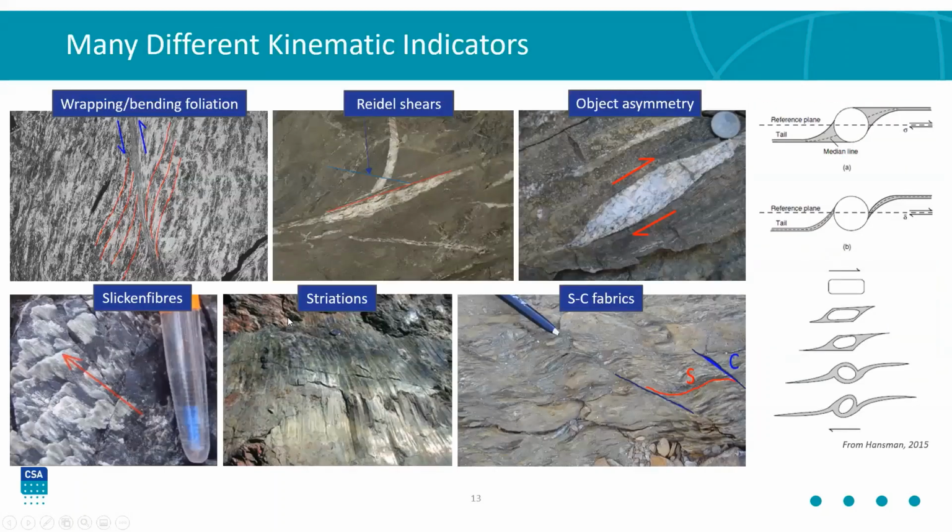That's just one kind, but there are many different kinds of kinematic indicators. You've got your ductile ones, like your bending foliation, object asymmetry, SC fabrics, through to your more brittle ones like Riedel shears, thickened fibers, and striations. Any good structural geology textbook should have all of these, and your job in the field is to be able to recognize these and then to place them in context. So pay attention to kinematic indicators is my main point here.